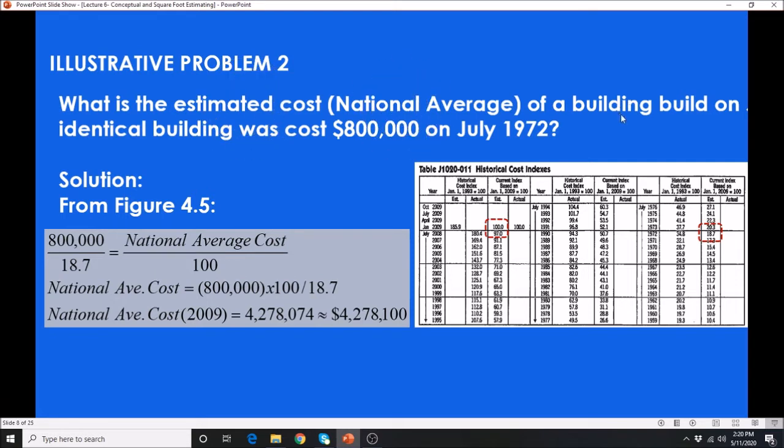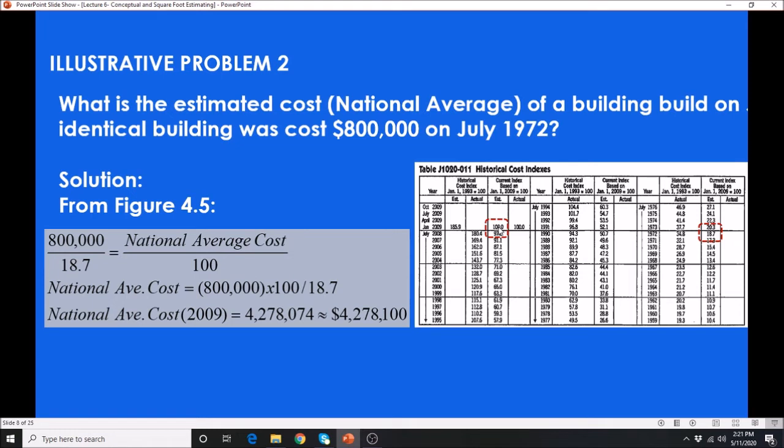of building an identical building with a cost of 800,000 in July 1972. It's a little bit cut off here. A building built on a particular location, and it is 800,000. All right, so that's 800,000 in 1972. We're going to use the historical index, and that's figure 4.5. So again, you need to be consistent because we have here different columns. We are going to use the estimated column here on the current index.